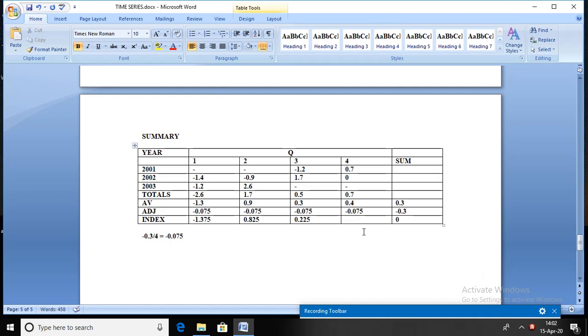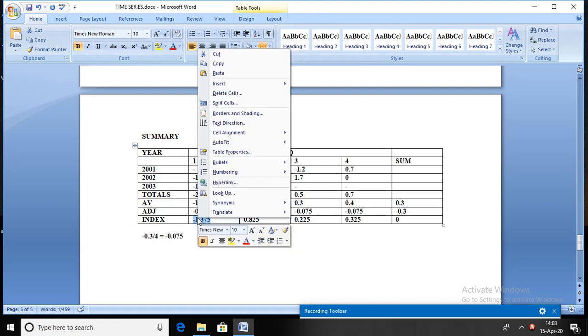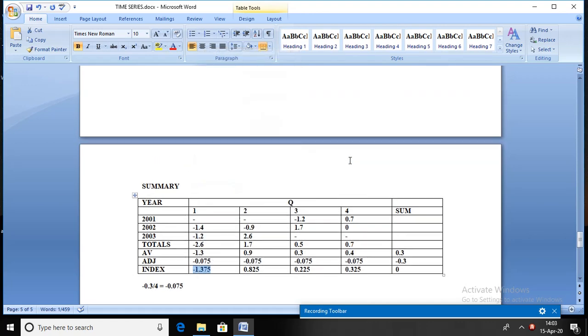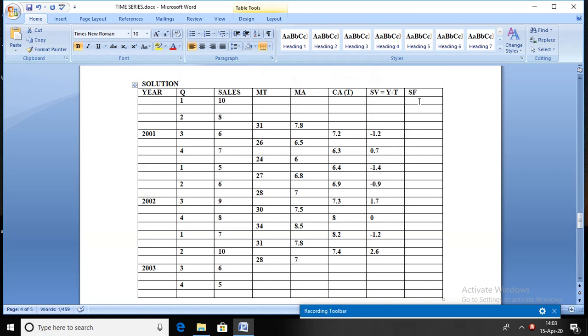And 0.4 minus 0.075, you should get 0.325. After making adjustments and you have the index values, your sum must be equal to 0. And now these are going to be our index values, the values we use for all seasonal variations for each of the periods. So for all first quarters of the year, the seasonal variation will be that one.